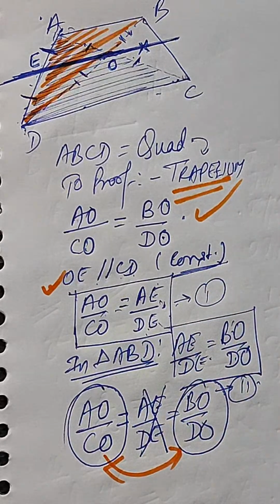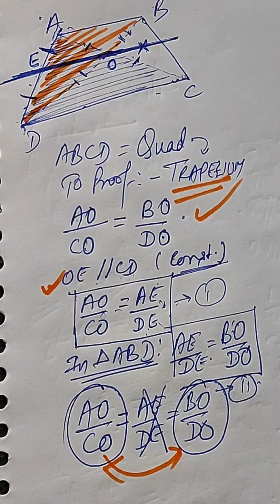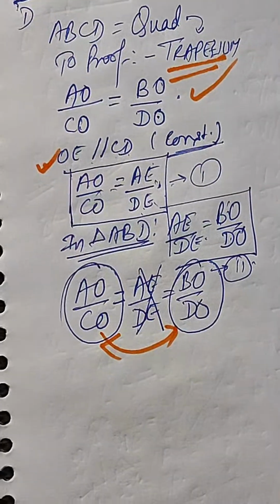So such proofs can be seen, my dear friends. Any line parallel to the parallel sides of a trapezium divides the non-parallel sides proportionally, that we have seen. So you can solve many more questions, my dear friends. We can see if there is any doubt. If you want me to take any question on this, we can take it up.